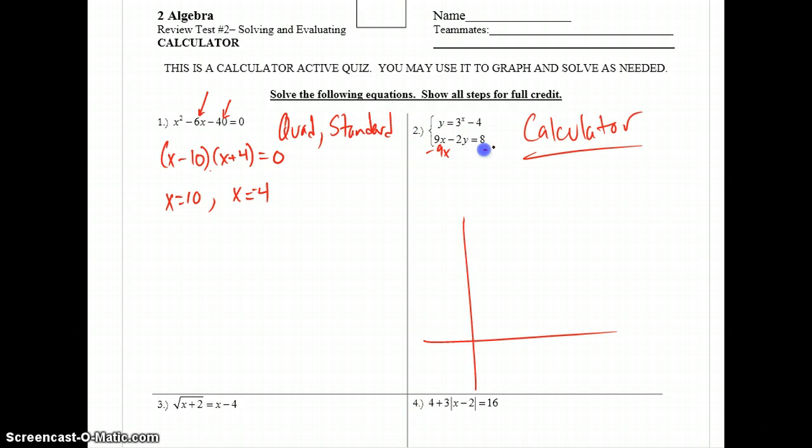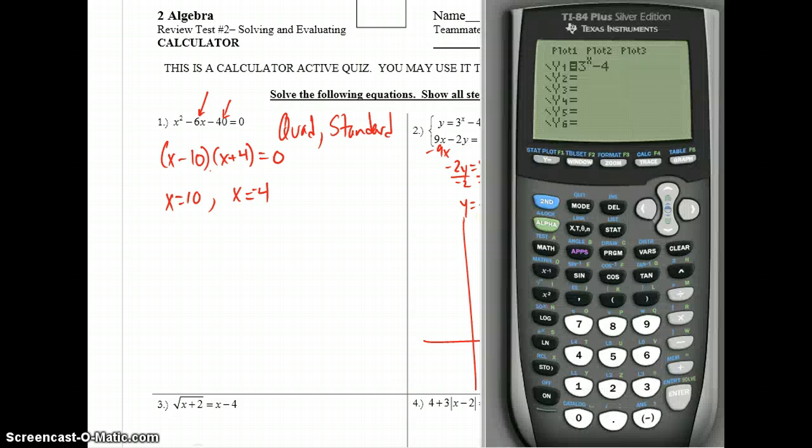I'm going to subtract 9x, get -2y equals 8 minus 9x. Divide everything by -2. We get y equals -4 plus 4.5x. Now that is something I can plug in the calculator. We had -4 plus 4.5x. We hit graph, and we'll see the picture.